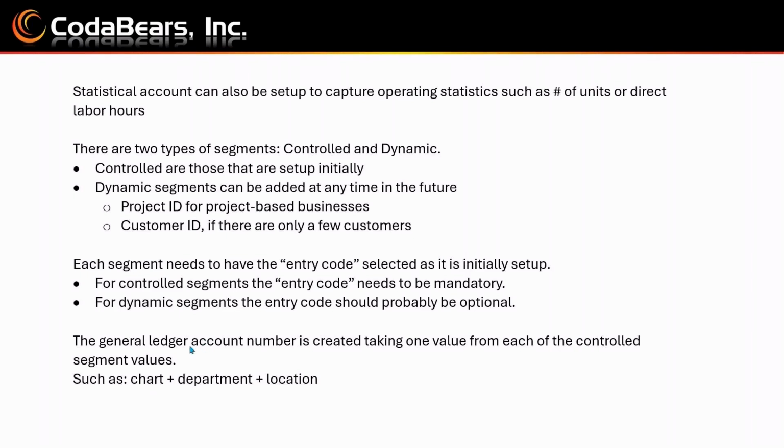But the general ledger account number is created when it takes one value from each of the 3 tables and strings them together with a separator, either a dash or a period. Usually one of those 2 identifiers is the separator.